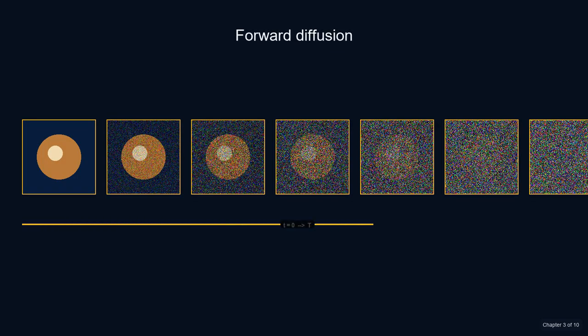Here is what the forward chain looks like. 7 steps from a clean image on the left to pure noise on the right. Each tile is slightly noisier than the one before it.